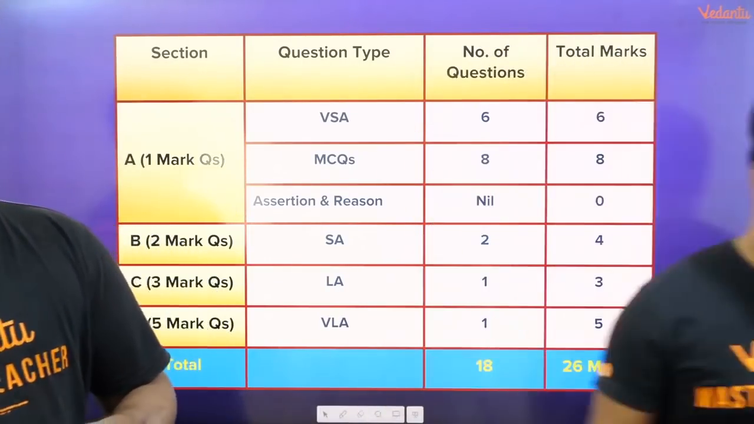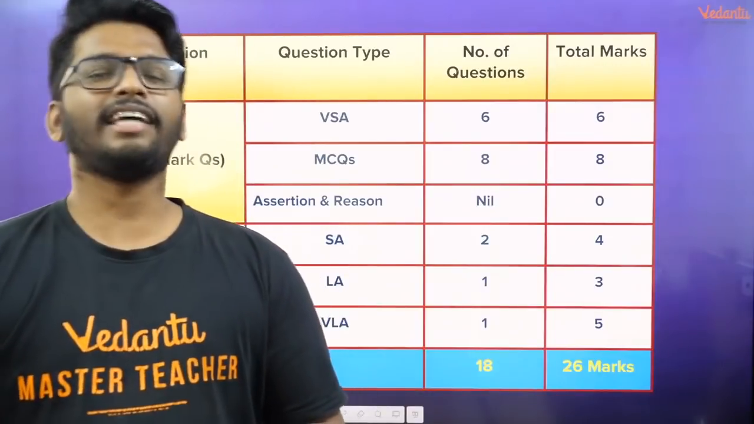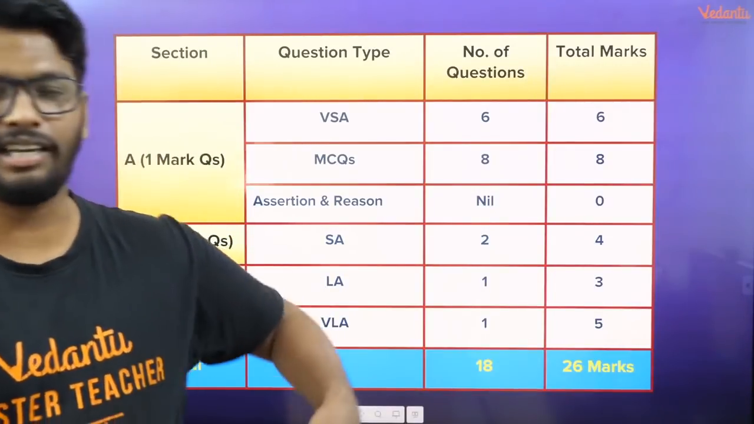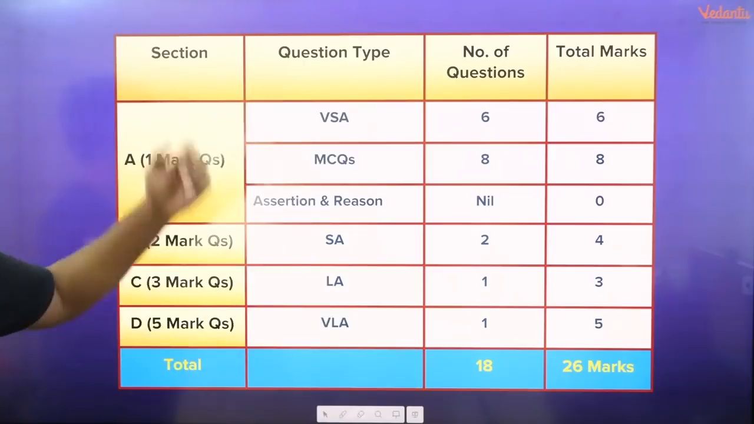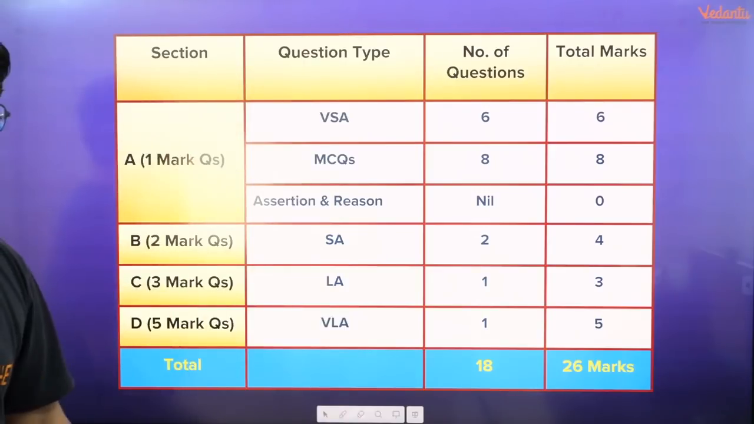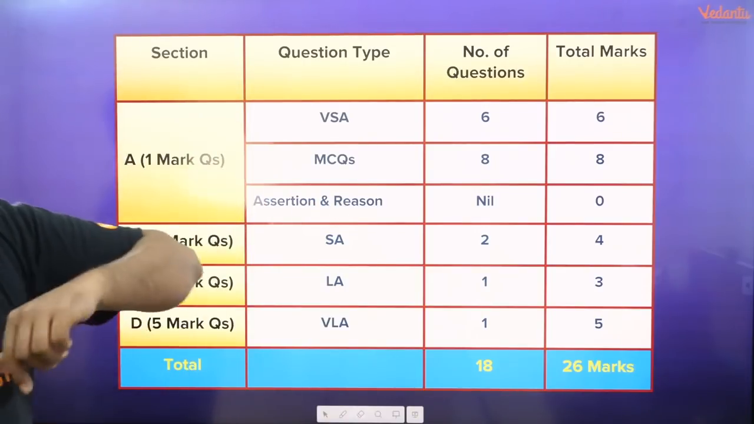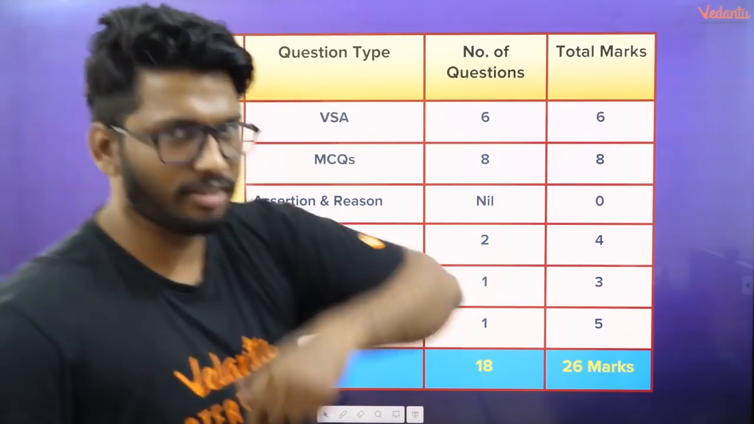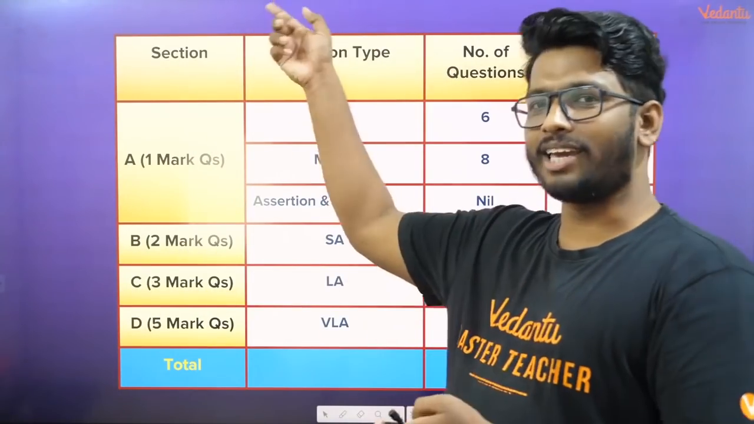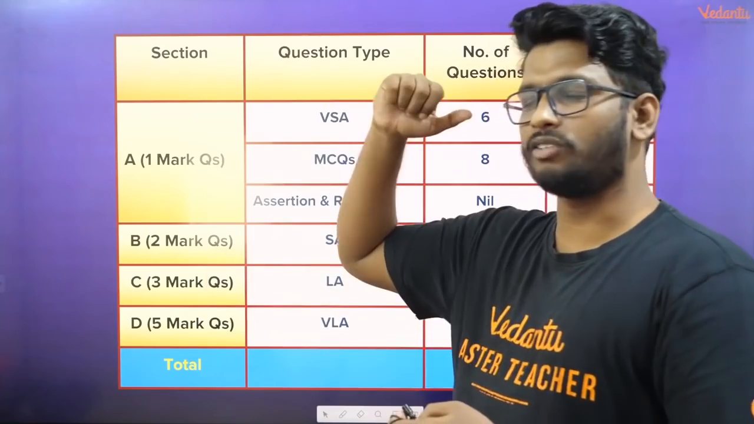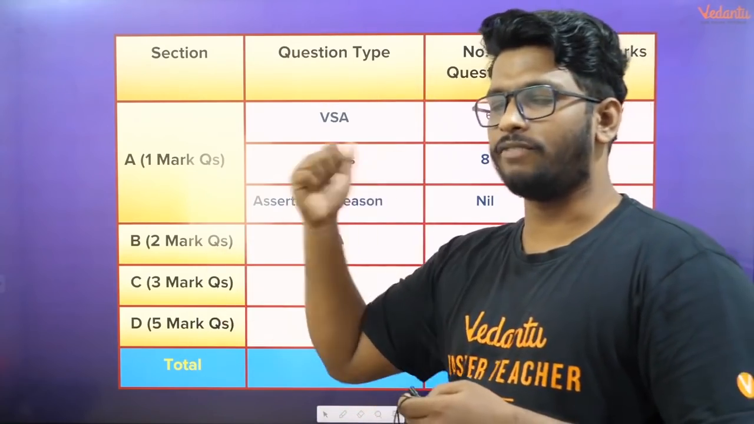Yes, people. So let's get into it. Here's the thing, guys. Your question paper is basically divided into 4 different sections: A, B, C, and D, as you can see over here. Section A would carry the 1 mark questions. The B section would carry the 2 mark questions. C would carry the 3 mark questions, and D would carry the 5 mark questions.